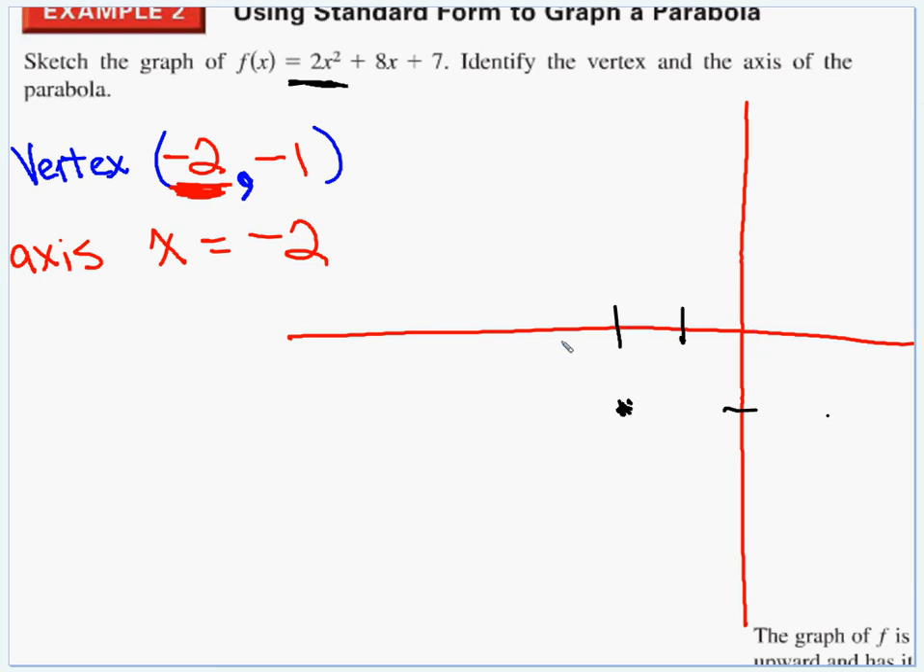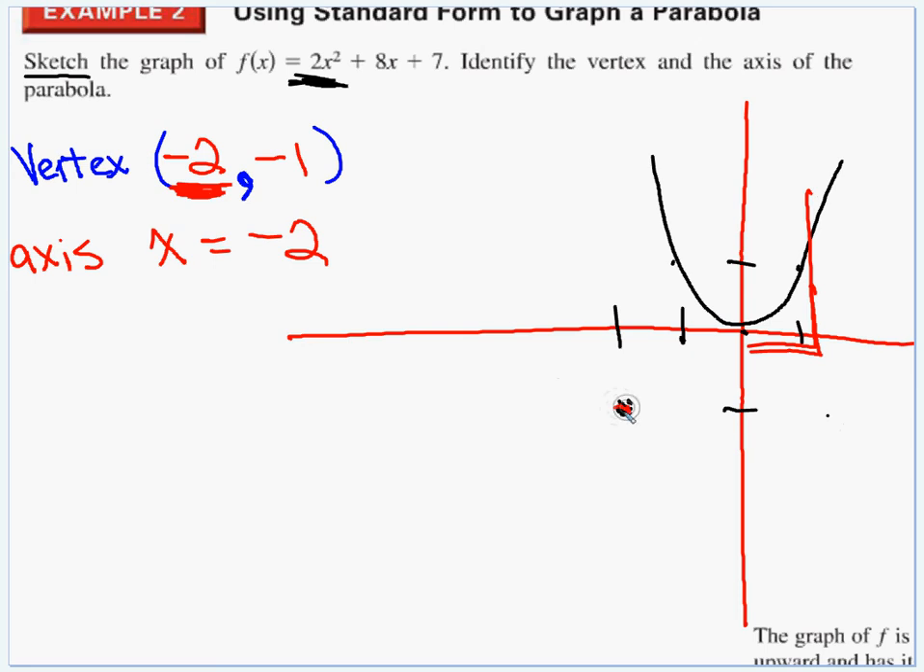Let's think here. Just to get a couple more points off this vertex, I don't want to go too far. They're just asking for a sketch of it. Think about our basic graph x squared. It would go through 1, 1 and negative 1, 1 like this. And then if we multiply that by 2, it's going to make it rise faster. So before, when we would go over 1 and up 1 to get to the next dot, now we're going to go over 1 and up 2 to get to the next dot.